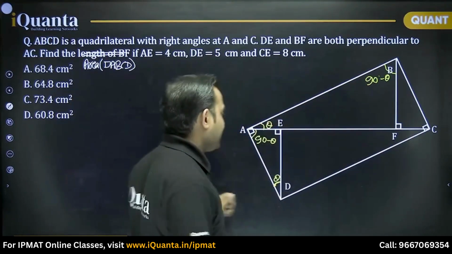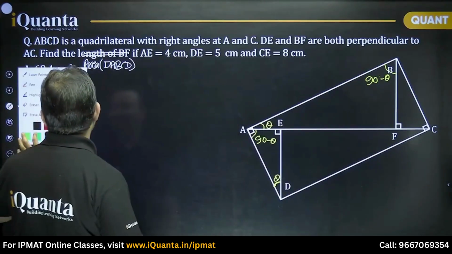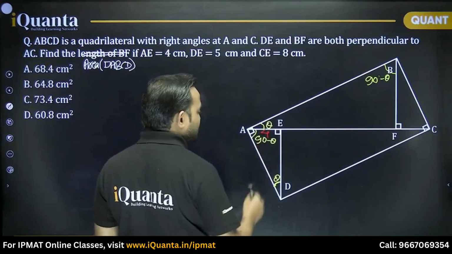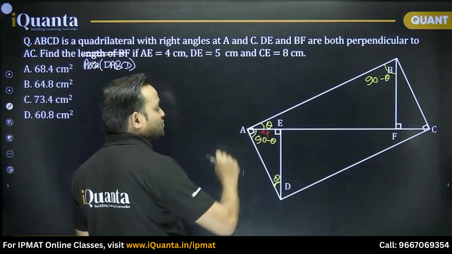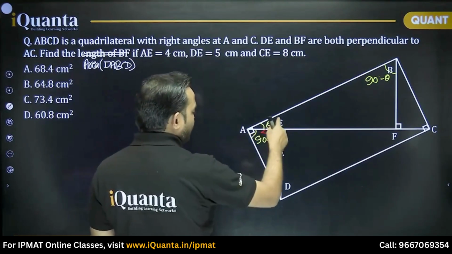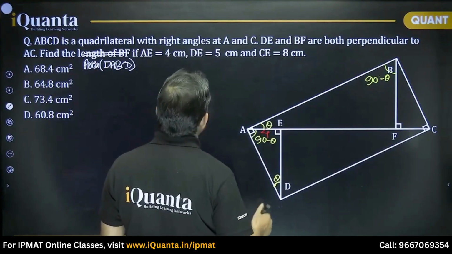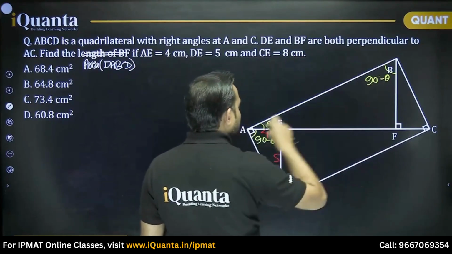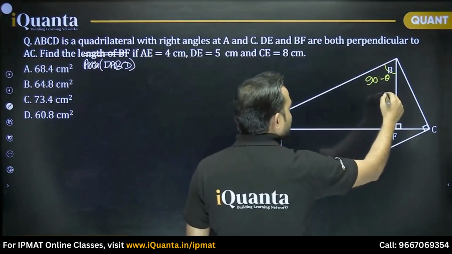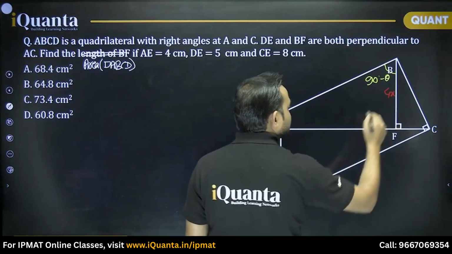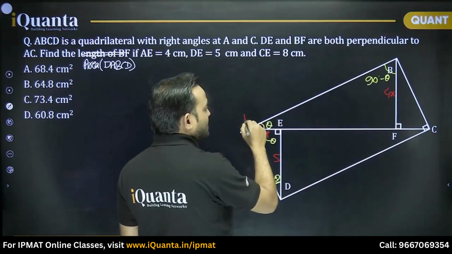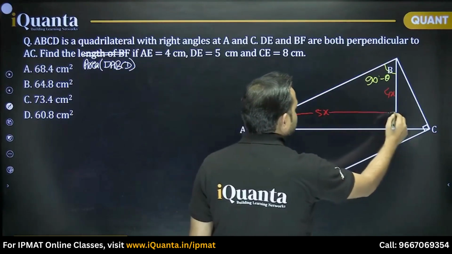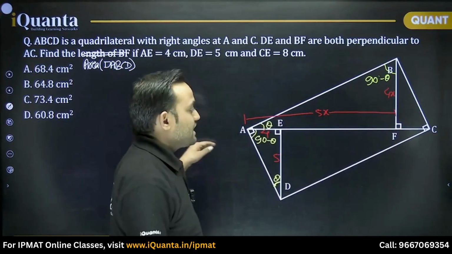Now in that case, what we can say is that the lengths have been given. Length AE is 4, means the side length opposite to theta is 4 and ED is equal to 5. So can we say in this case the side length opposite to theta, if I take this as 4x, then the side length opposite to 90 minus theta will be 5x, like this, which is nothing but AF.